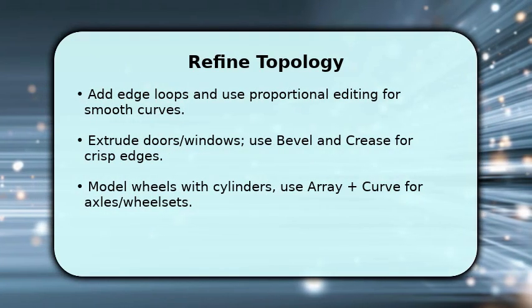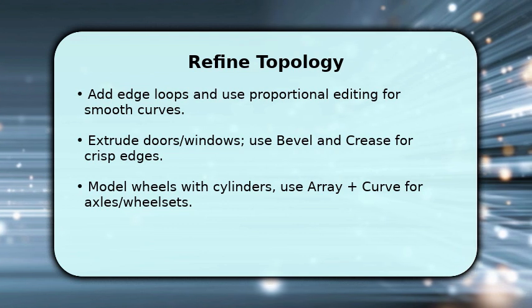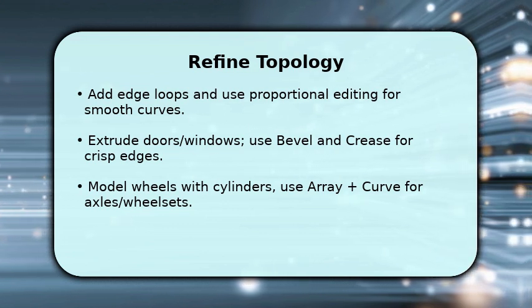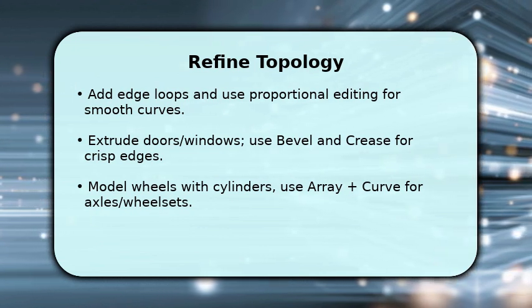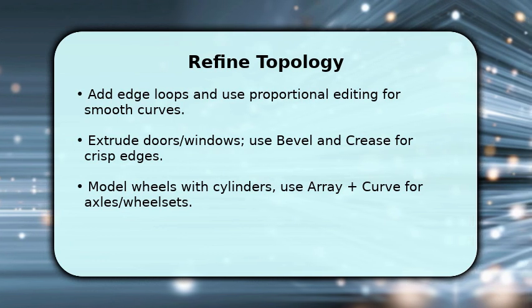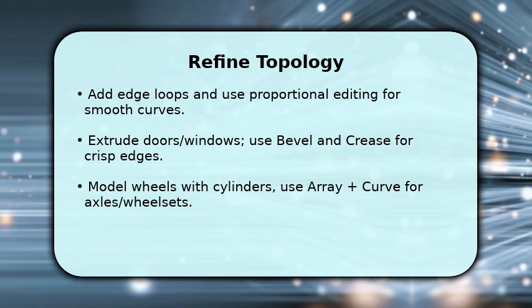You now refine geometry for clean topology and correct silhouette. Insert edge loops to control curvature and use proportional editing to shape panels without creating poles. Extrude window and door recesses, then bevel edges and add crease where you want sharpness. This prevents smoothing artifacts when subdividing.